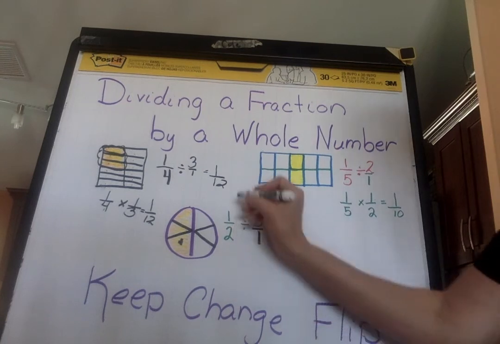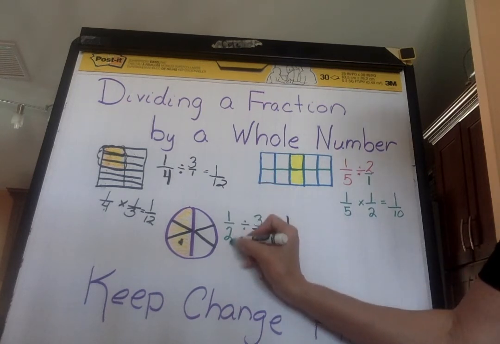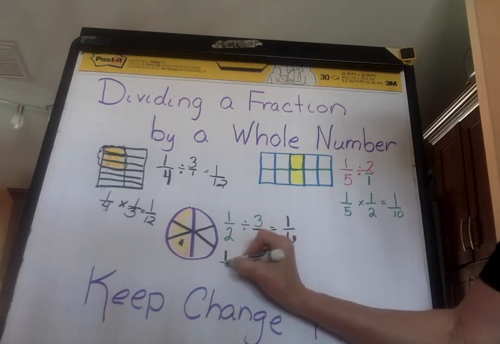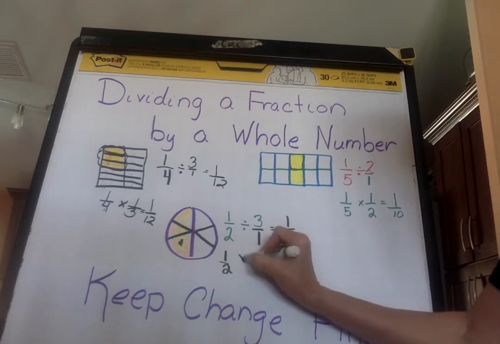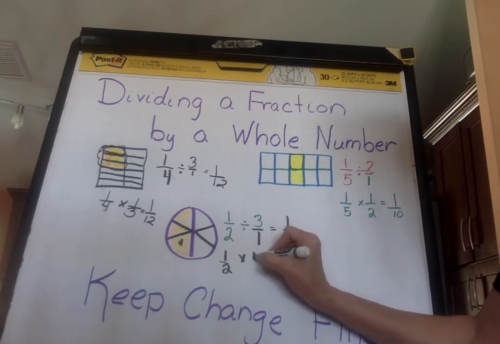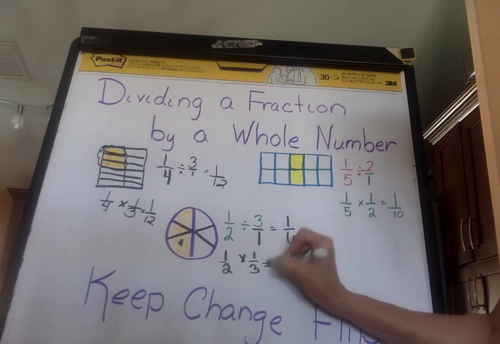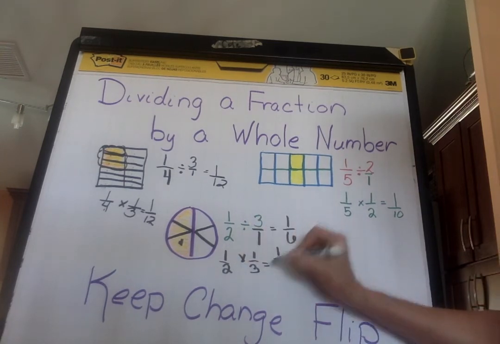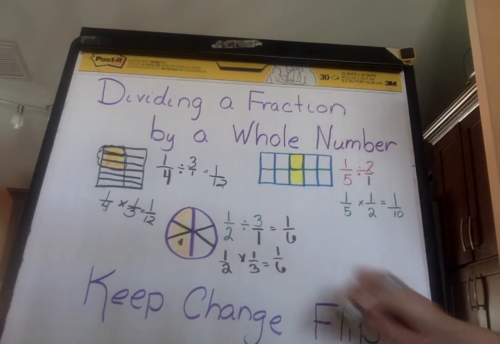Let's do that with keep, change, flip. I keep my 1/2. That's my keeper. Change to multiplication. Flip 3 over 1 to 1 over 3. And multiply. 1 times 1 is 1, and 2 times 3 is 6.